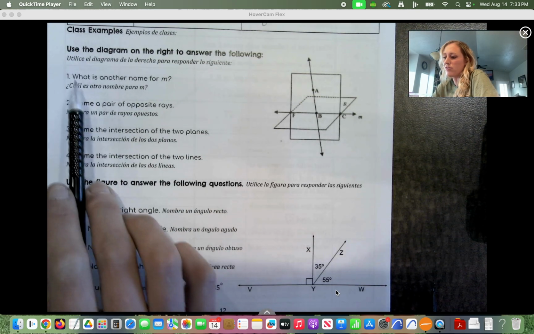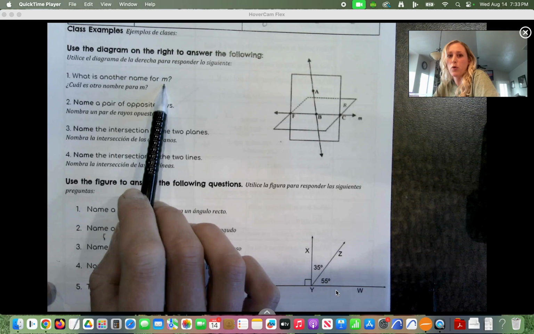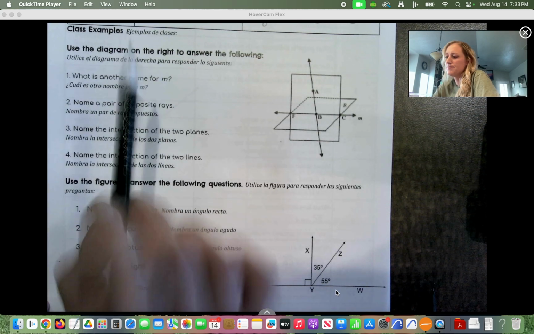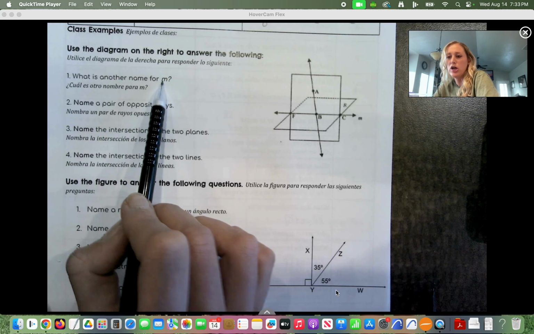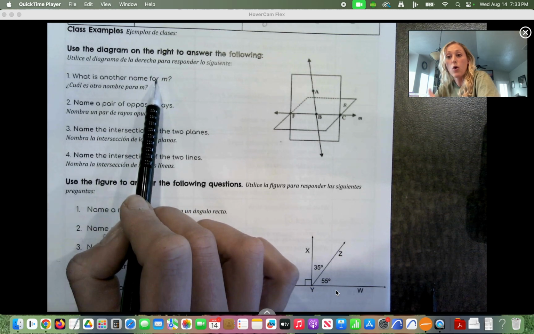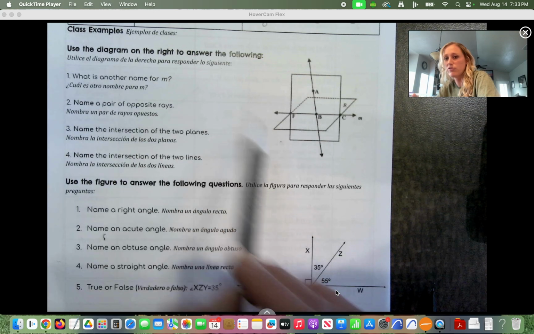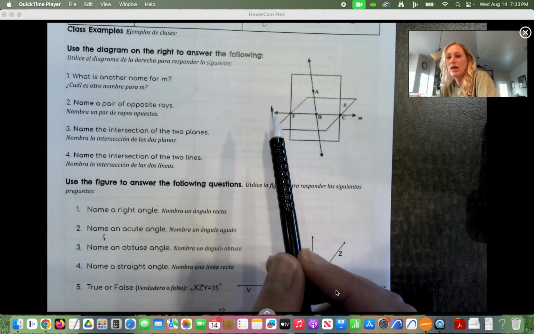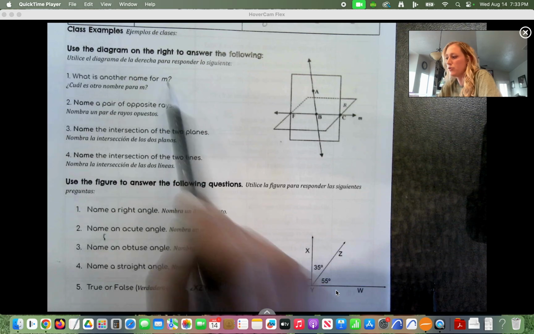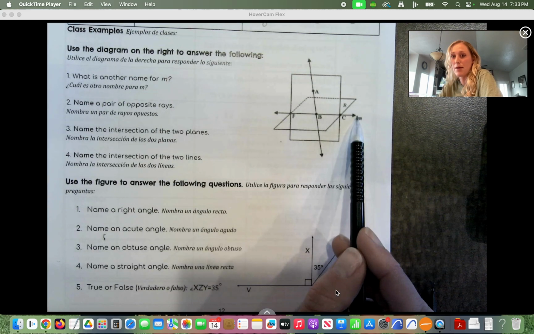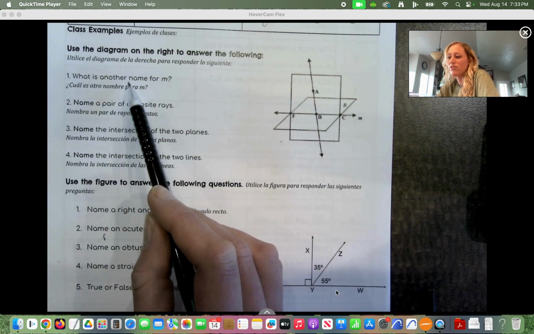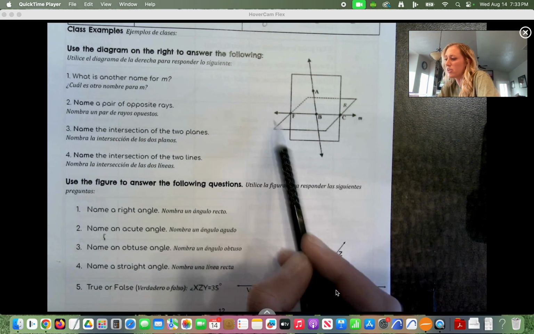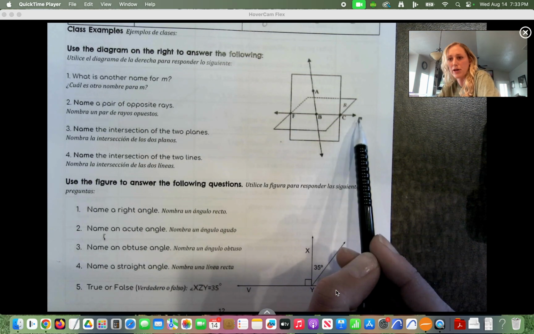Okay, so what is another name for m? So right away when I see this, it is a lowercase italicized m. The only thing we use a lowercase italicized letter for is to name lines. So I'm going to look in this figure for a line called m. Also, if you forgot that this is a line, you could look in this figure and find where m is, and it's right next to this line. So they're asking what's another way we can name that same figure without that lowercase script letter.